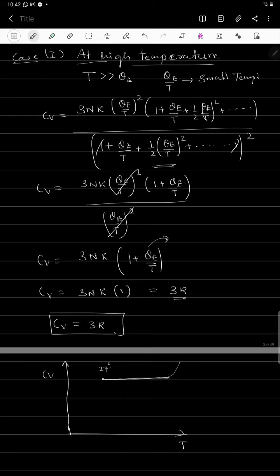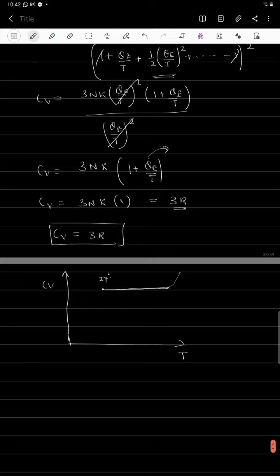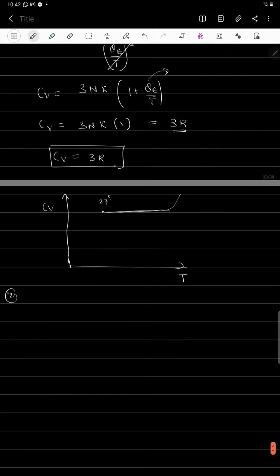It is the constant. And next, he used another case, that is at lower temperature. What is the specific heat capacity we will get? So here, the second case is at low temperature.